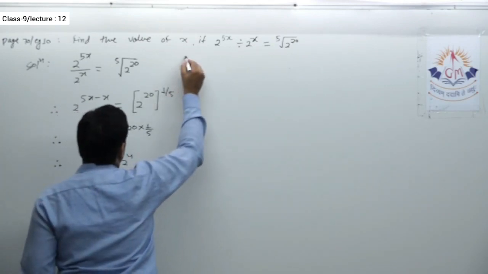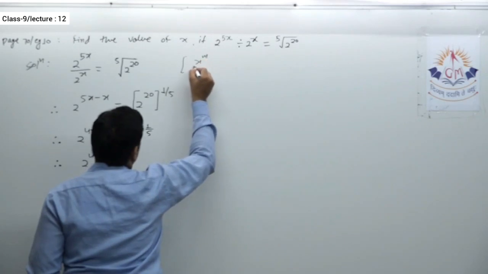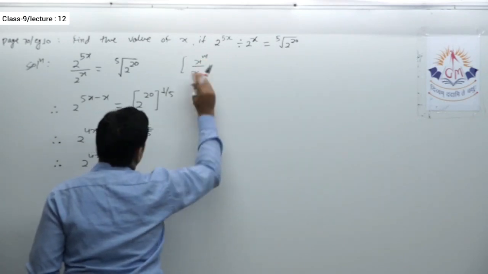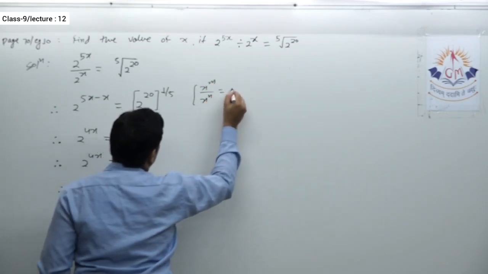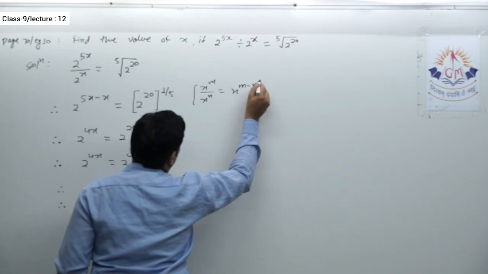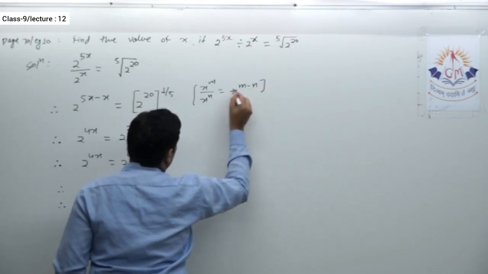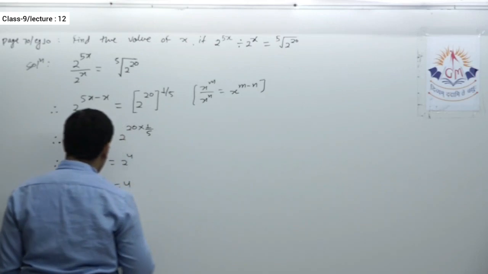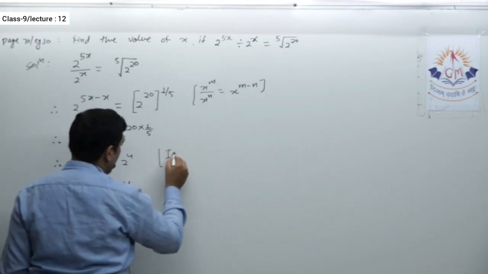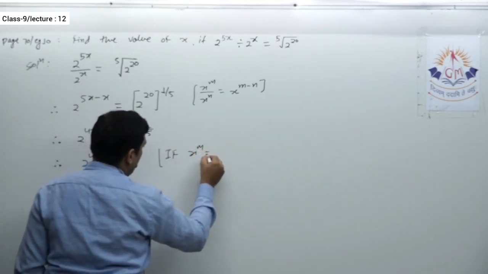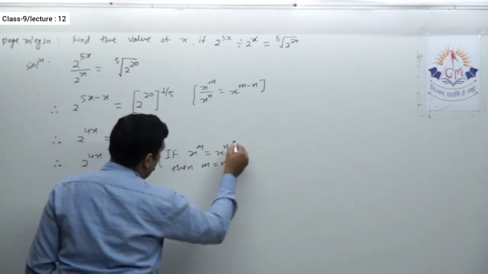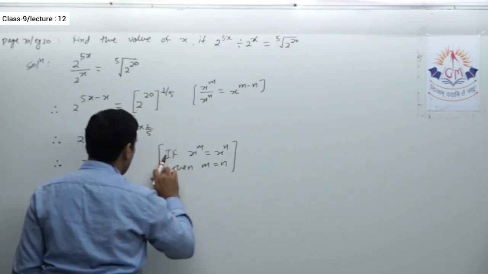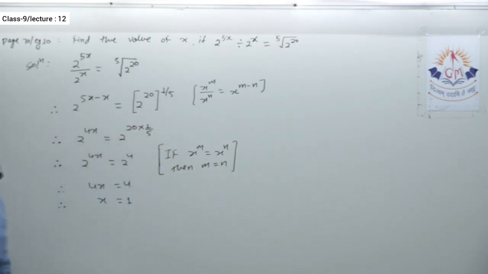Here I applied one law, that is x raised to m upon x raised to n is equal to x raised to m minus n. And over here I applied: if x raised to m is equal to x raised to n, then m is equal to n. Using these two laws I got the final answer, that is x equal to 1. So please note it down, then we'll see the next question.